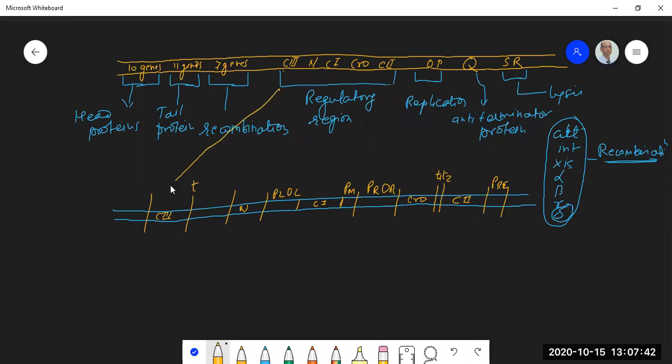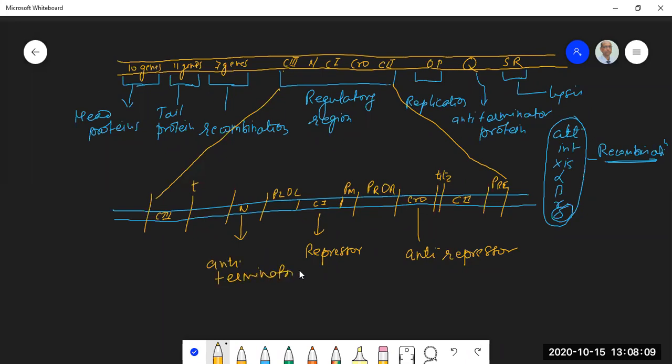So this is this region expanded, right? CI codes for a repressor protein. Cro codes for an anti-repressor. N codes for an anti-terminator. And C3 and C2, they code for positive regulator proteins. Okay, so please understand, you have a promoter called PM, M for maintenance.